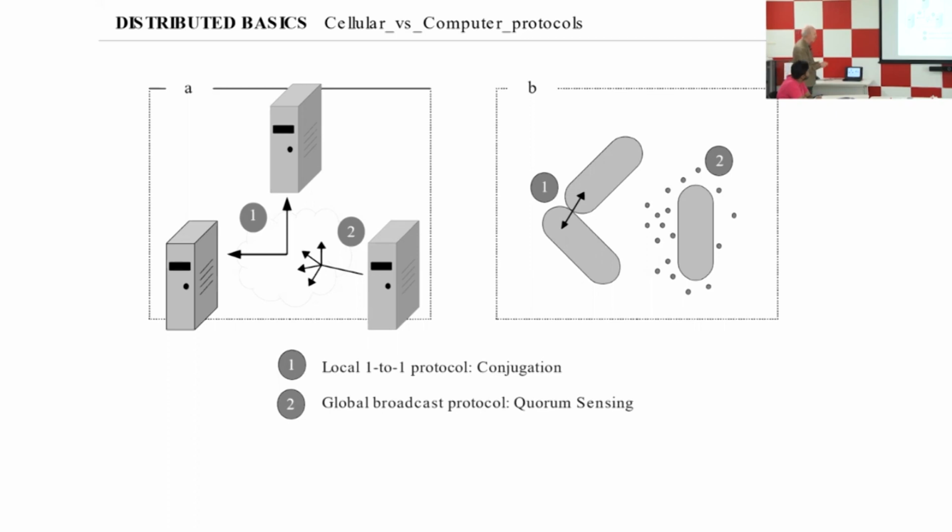So that means that you are in a 0-1, again, digital logic, because the plasmid is transferred or is not transferred. It cannot be half transferred.